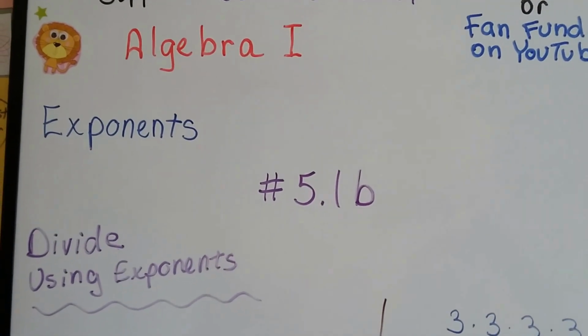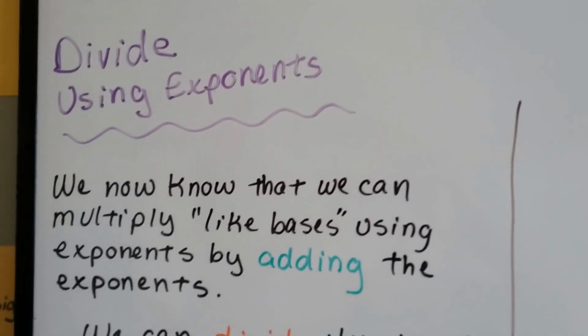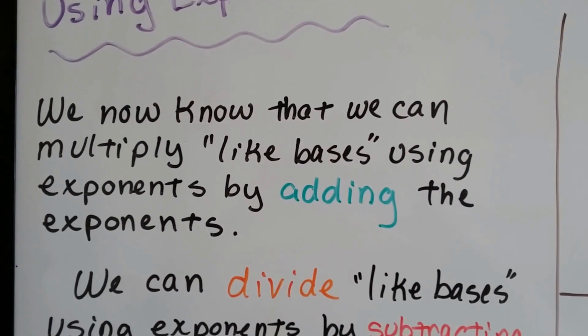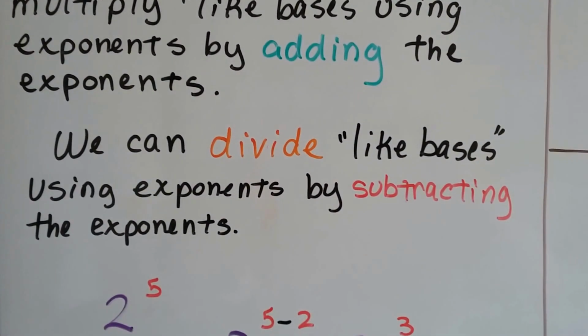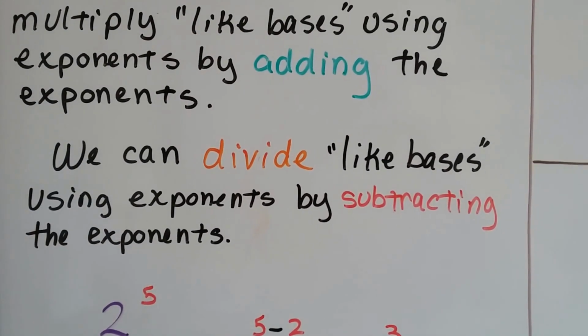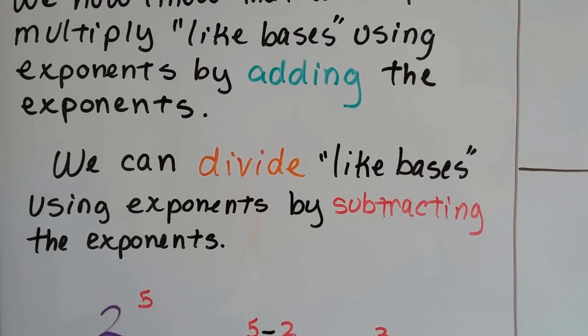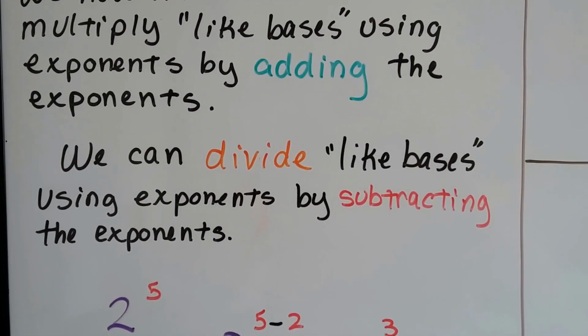Algebra 1, number 5.1b, we're going to talk about dividing using exponents. So we now know that we can multiply like bases using exponents by adding the exponents. We can divide like bases using exponents by subtracting the exponents. Multiplication is the opposite inverse of division, and we add exponents for multiplying, so it makes sense to subtract for the division one, because addition and subtraction are inverses.